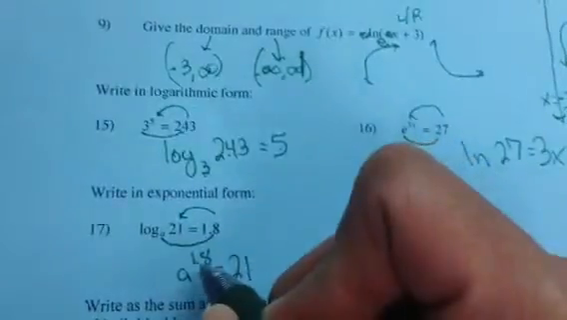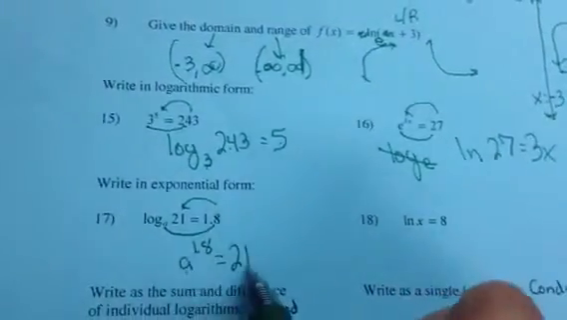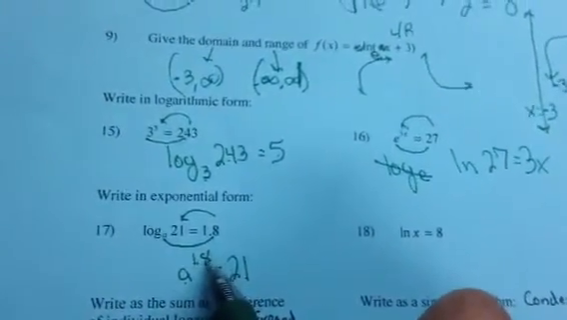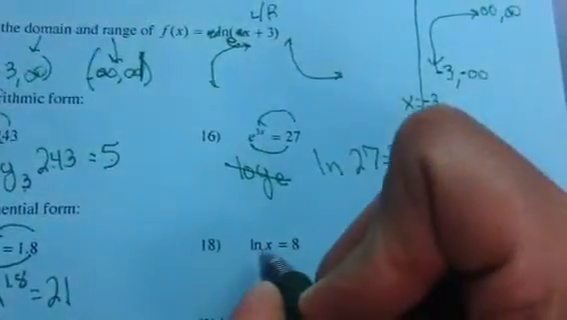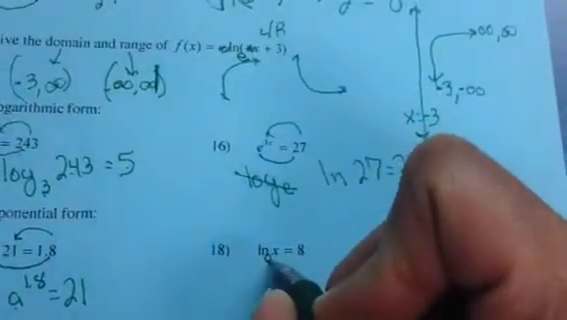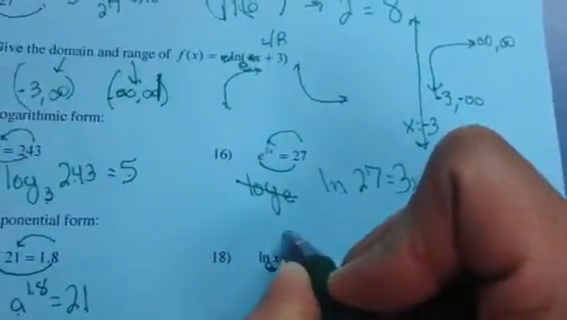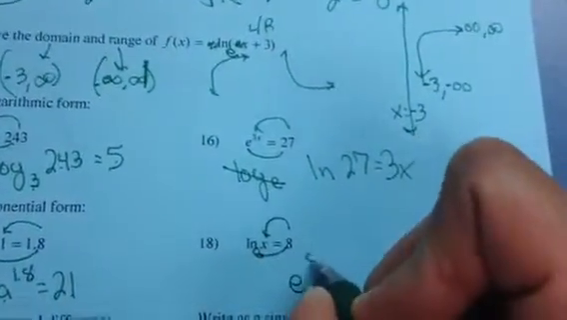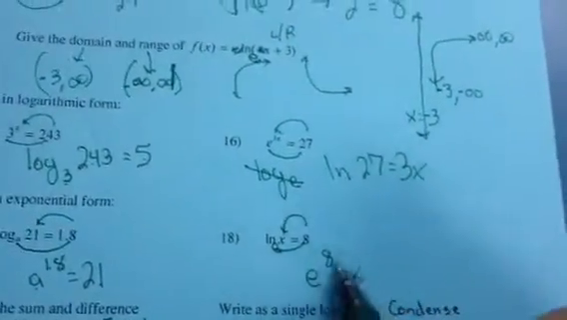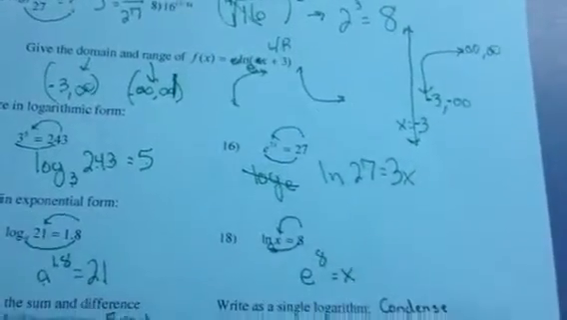And again, you guys, you have to write them the right size. So these should be normal, and this should be small and raised up to the right. And ln, again, I need a base. That base is always e, so it goes e to the 8th power equals x. Okay? That 8, again, has to be small and raised up to the right.